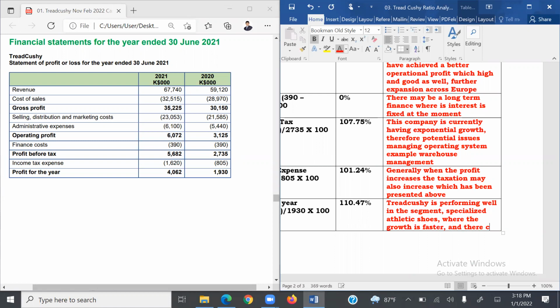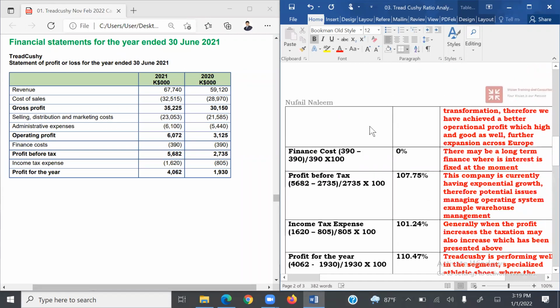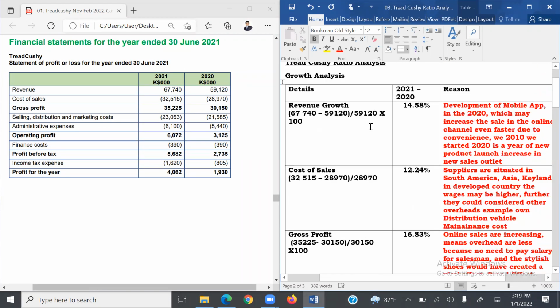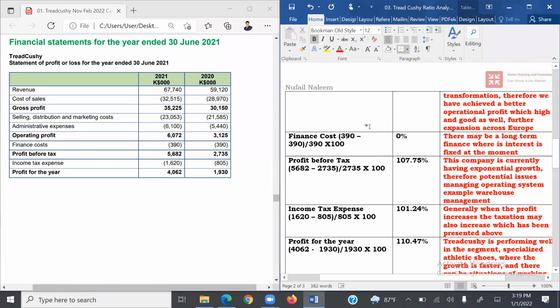And there can be situations of working capital management issues in the future, because sometimes, students, we don't know whether it is an actual credit sale or cash sale, because cash flows play a major role, because sometimes you would have done most of your transactions on a credit basis. So that may be the issue in that aspect, students. So I just want to ask you a question, students. The growth analysis we are done.